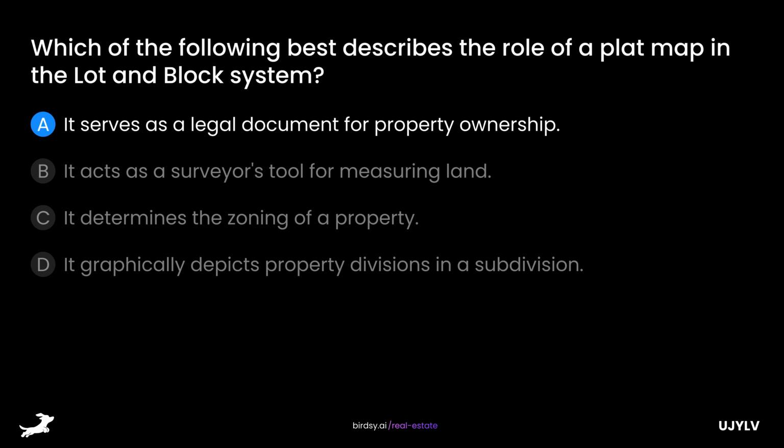Is it A, it serves as a legal document for property ownership, B, it acts as a surveyor's tool for measuring land, C, it determines the zoning of a property, or D, it graphically depicts property divisions in a subdivision? The answer is D, it graphically depicts property divisions in a subdivision.